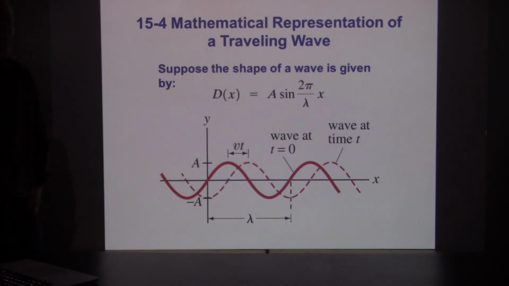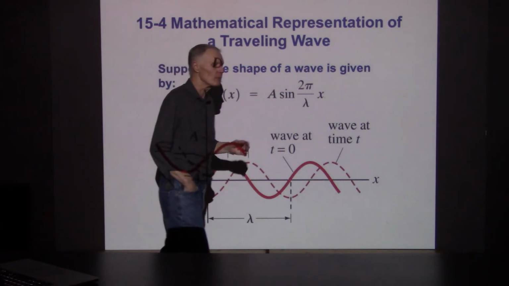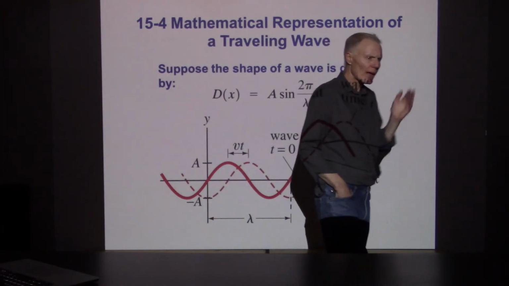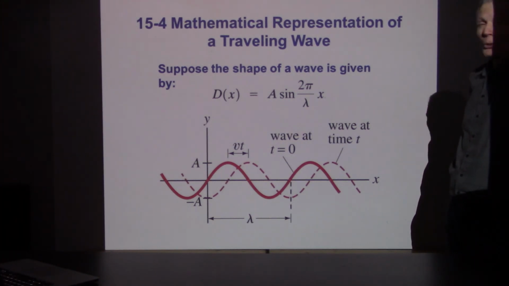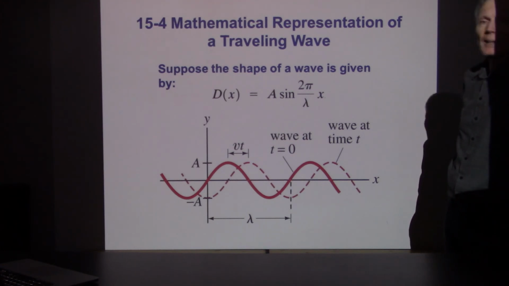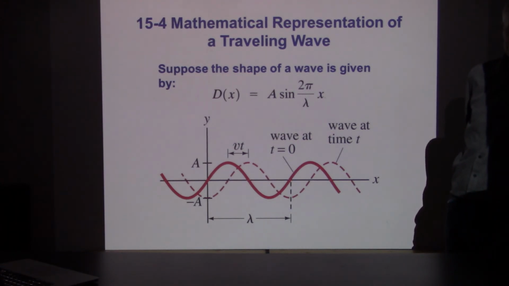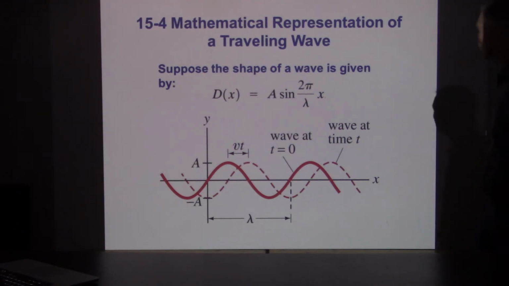Let's take a look at the mathematical representations that we could use for a traveling wave. So what we've been looking at so far are traveling waves. Those are waves that have some kind of a wave speed to them. You might be thinking, well, don't all waves travel? But later on in the chapter, we'll be looking at something called standing waves, and we'll see how standing waves are related to traveling waves.